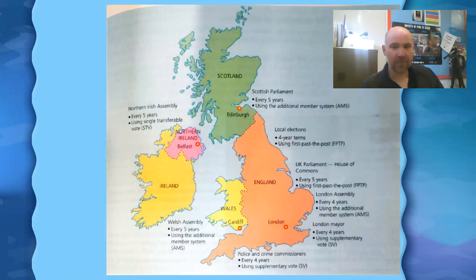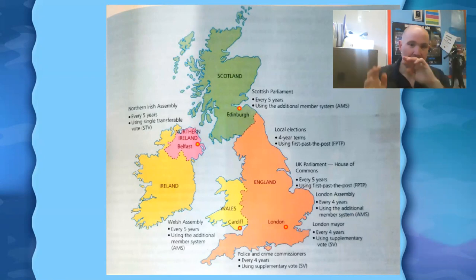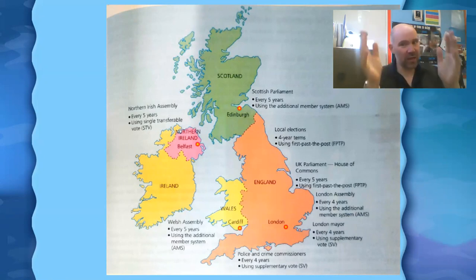You will need to learn this map throughout this module, but don't attempt to learn it now. Learn what these systems are, and then it will make sense why we have different systems used in the UK, because this isn't random. It's not like they've gone, Scotland, let's use this system. Ireland, let's use this system. There's nothing random here. Each system has been selected for a particular election, for a particular purpose, with the idea that this is the correct system to give us the best possible result for this particular election.